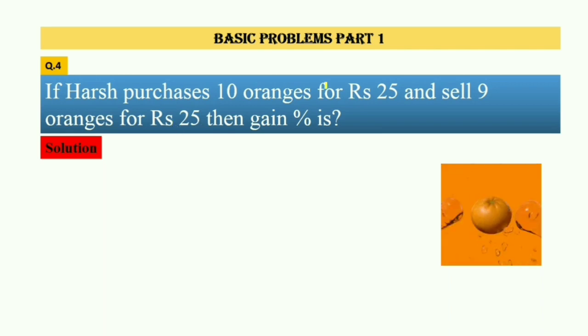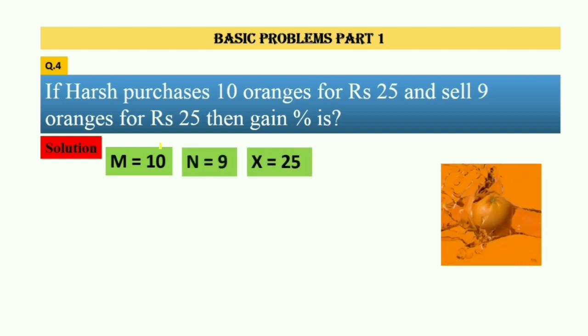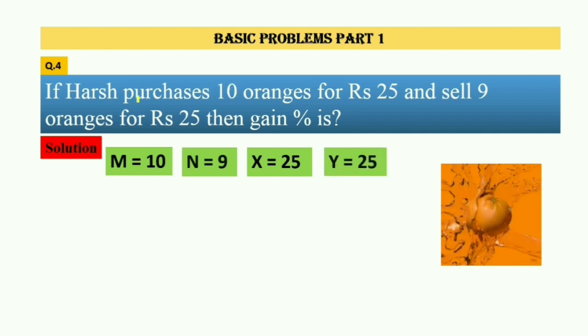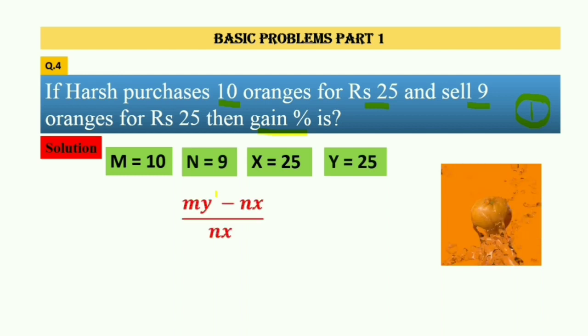If Harsh purchases 10 oranges for rupees 25 and sells 9 oranges for rupees 25, then the gain percentage is. Here the value of M is 10, value of N is 9, X is 25 and Y is 25. Here in the problem we clearly see that he had purchased 10 oranges for rupees 25 but sold only 9 oranges. So he had a profit of 1 orange, but we can't calculate it in the form of percentage. So we have to apply the formula. So the formula is MY minus NX upon NX, that is M corner term as 1 unit and the middle term as 1 unit.